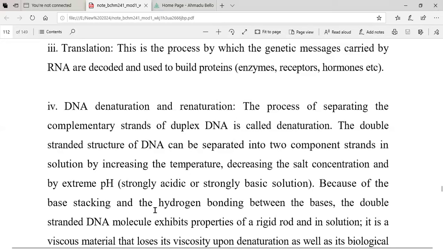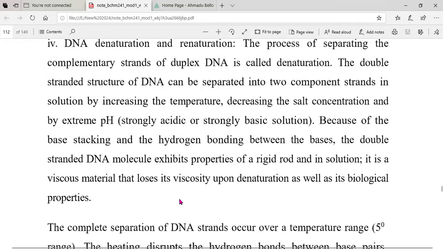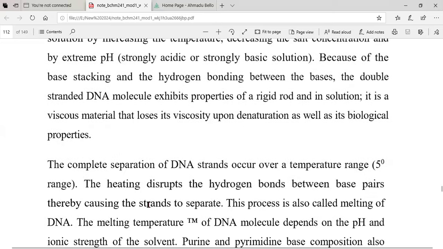Because of the base stacking and the hydrogen bonding between the bases, the double-stranded DNA molecule exhibits properties of a rigid rod, and in solution it is a viscous material that loses its viscosity upon denaturation as well as its biological properties. So when you have denaturation, DNA loses its properties. The complete separation of DNA strands occurs over a temperature range of about 5 degrees. The heating disrupts the hydrogen bonds between base pairs, thereby causing the strands to separate.